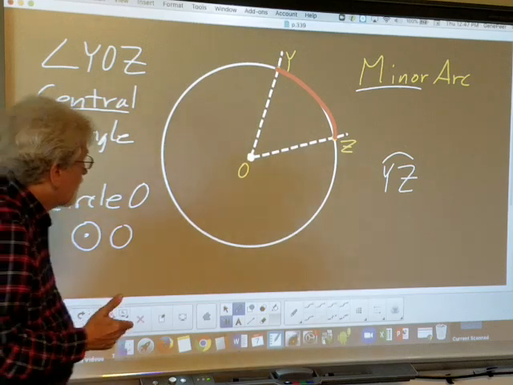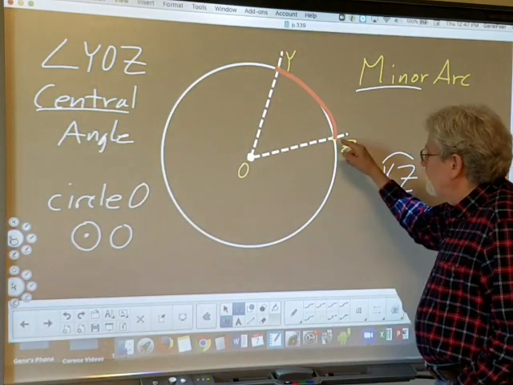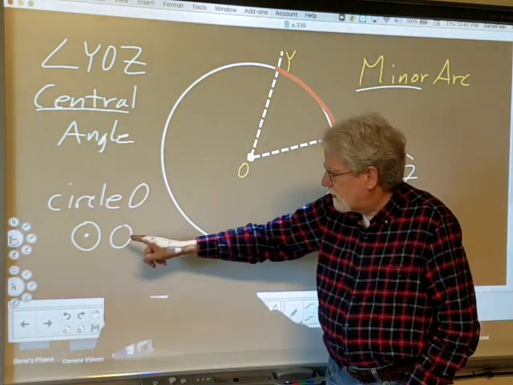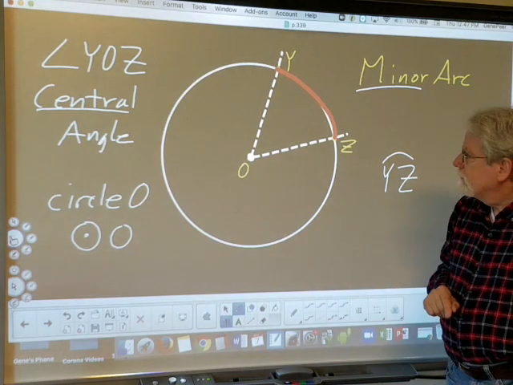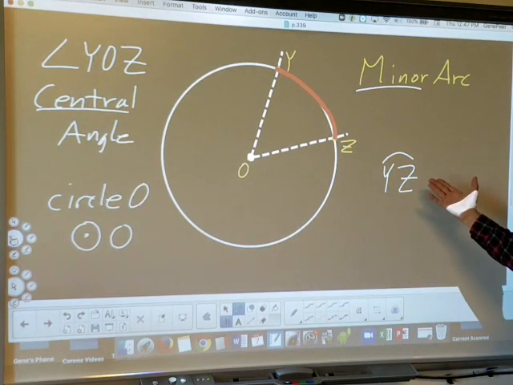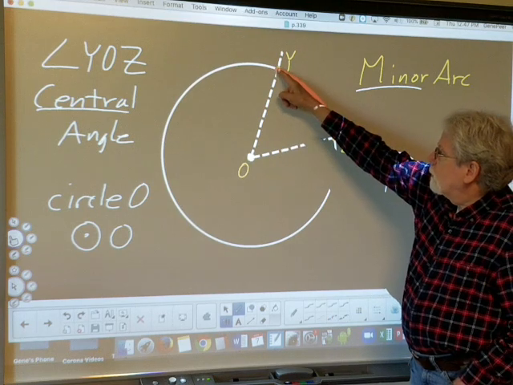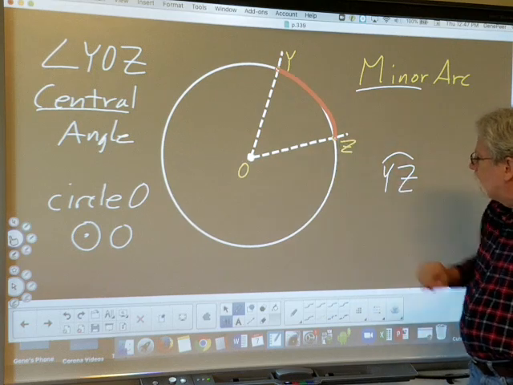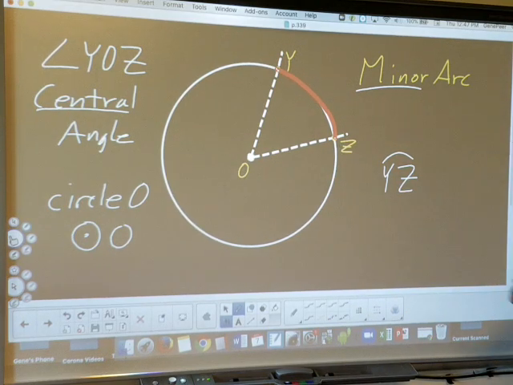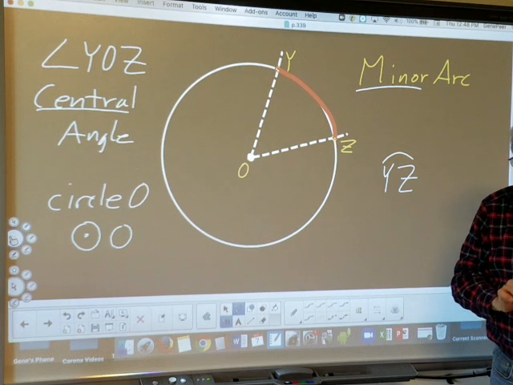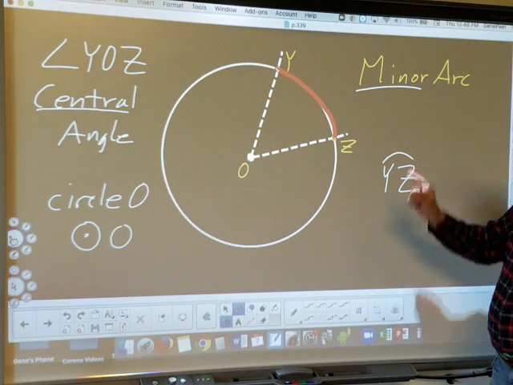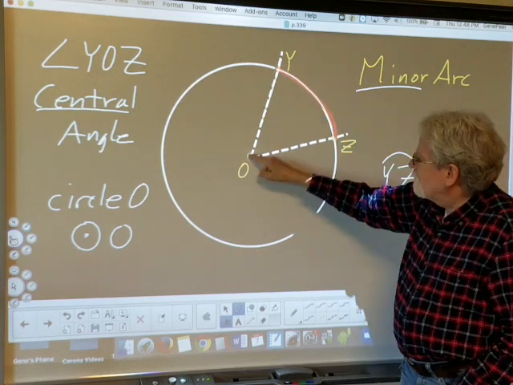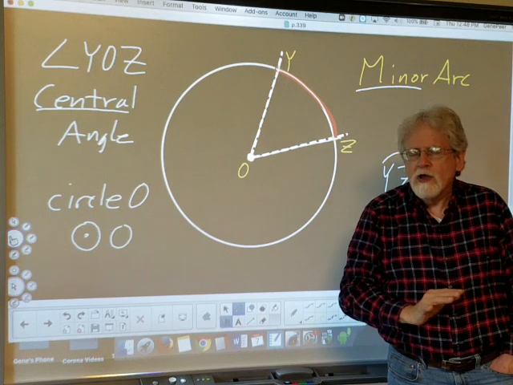Circle O. So that means that, again, angle YOZ is known as a central angle because its vertex is at the center of the circle, point O. So an arc goes from one intersection point of the angle and the circle to the other intersection point of the angle and the circle. That's a minor arc. So a minor arc is less than half the circle. A minor arc is cut off by a central angle that's less than 180 degrees.